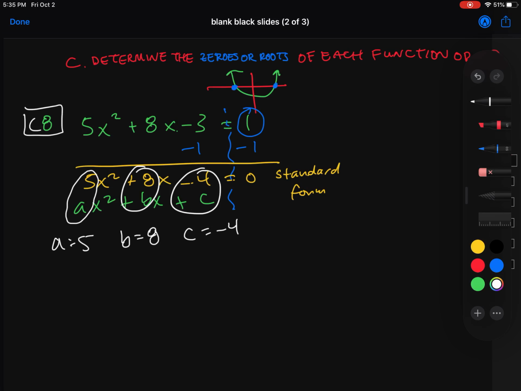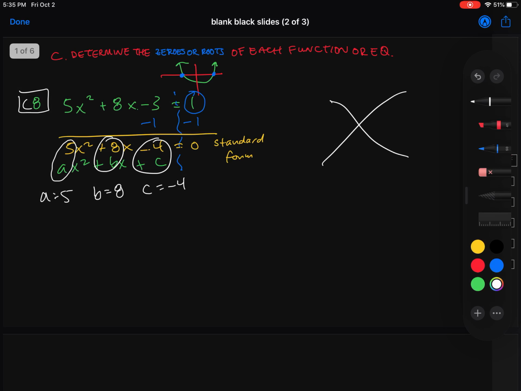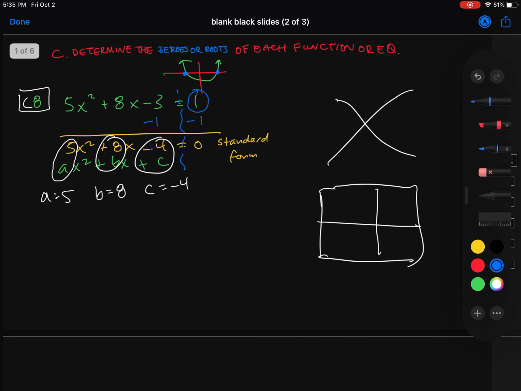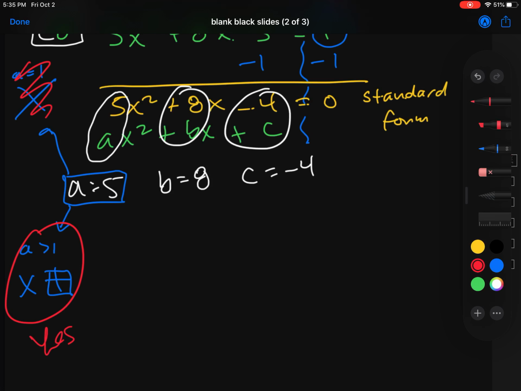All right, let's go for the home run. Let's see if we can factor this. Now remember, why am I drawing both an X and a box? Okay, let's review that really quickly. Remember, if a equals 1, you just have to use the X method. If a is greater than 1, you have to do an X and a box, okay? That's how I teach you guys. So in this problem, it is bigger than 1. So yes, we're going to do that.